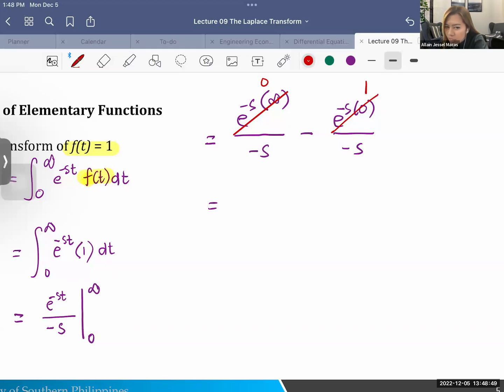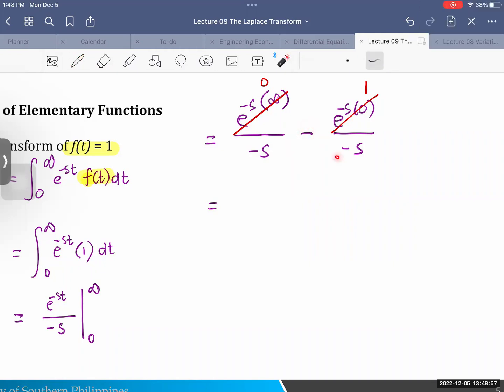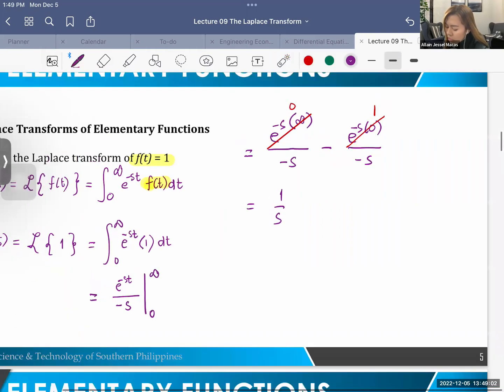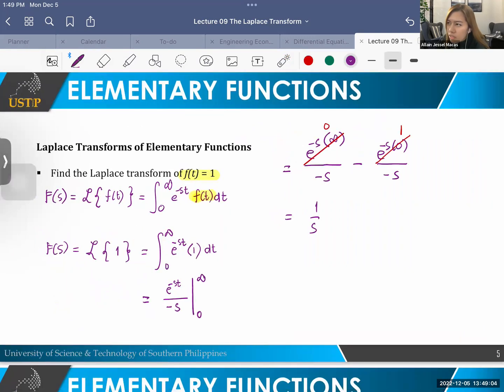So what can you conclude about its value? We have 1 over s, ma'am. Yes, we have a negative here and a negative, so it becomes positive. So that is 1 over s. Okay? So meaning, class, the Laplace transform of 1 is just 1 over s. It was converted to s, right? So we get F of s. You can no longer see t there, class, because we substituted the values 0 and infinity.